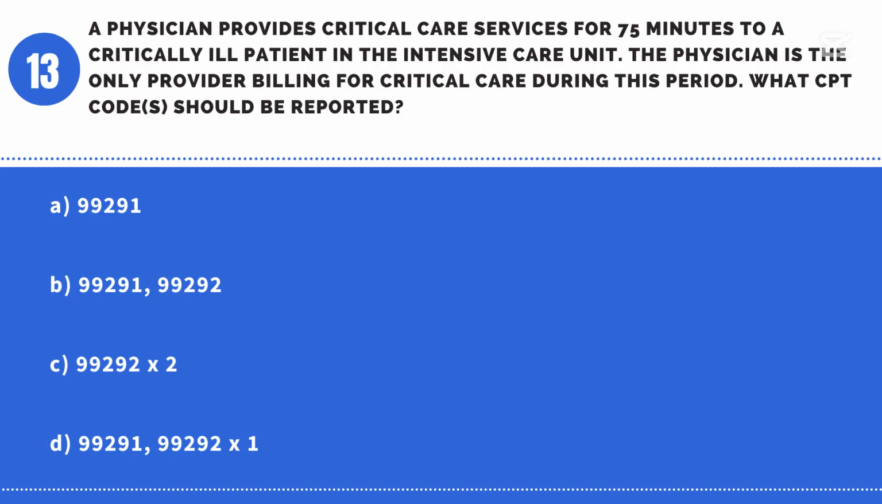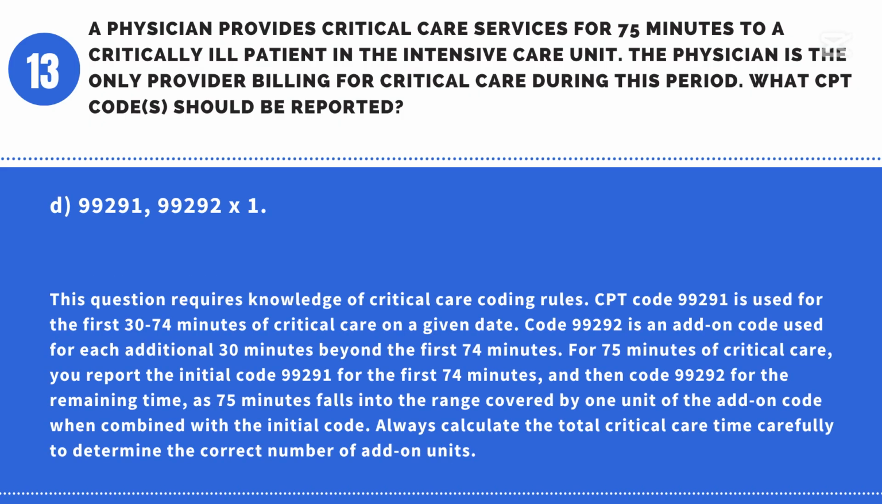Question 13. A physician provides critical care services for 75 minutes to a critically ill patient in the intensive care unit. The physician is the only provider billing for critical care during this period. What CPT codes should be reported? A. 99291. B. 99291, 99292. C. 99292 x2. D. 99291, 99292 x1.